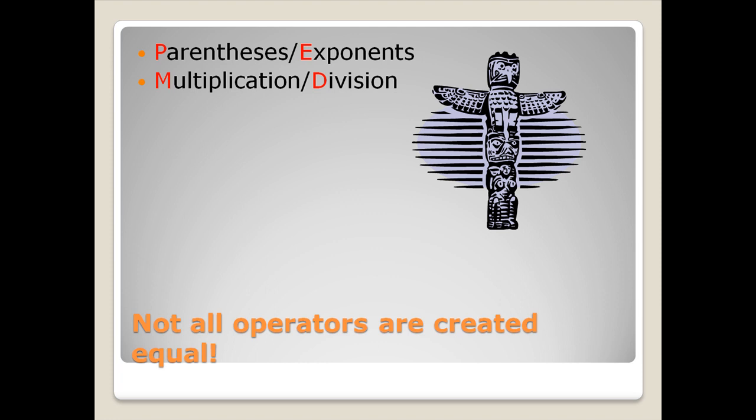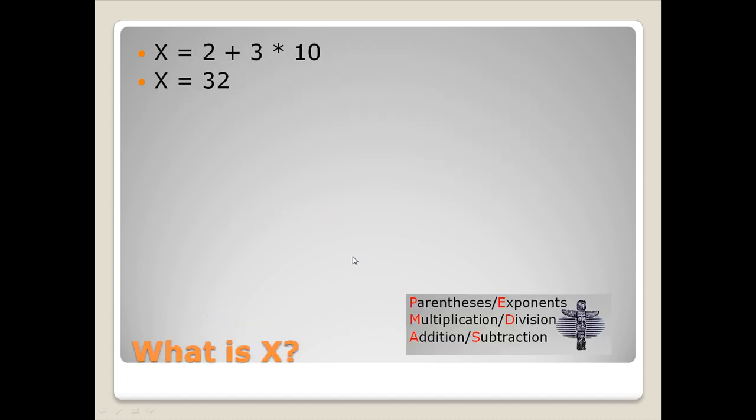Next we have multiplication and division. Okay, they're second in line. And then lastly, at the bottom of the totem pole, the least important, or the lowest priority, would be addition and subtraction. So that's where we get the phrase, "Please excuse my dear Aunt Sally." It's just a way of remembering the order of operations. So with that in mind, in the equation that we were looking at on the previous slide, the multiplication is higher on the totem pole than the addition. So that must be computed first. So we have 3 times 10, which is 30, plus 2, and then x is 32.